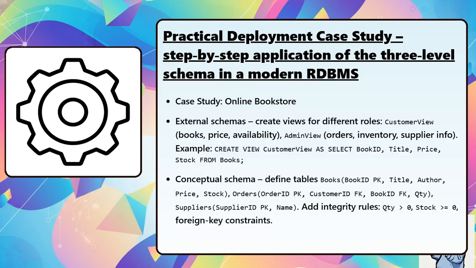Conceptual schema, define tables books with book ID primary key, title, author, price, stock. Orders with order ID primary key, customer ID foreign key, book ID foreign key, quantity, suppliers with supplier ID primary key, name. Add integrity rules. Quantity greater than 0, stock greater than or equal to 0, foreign key constraints.